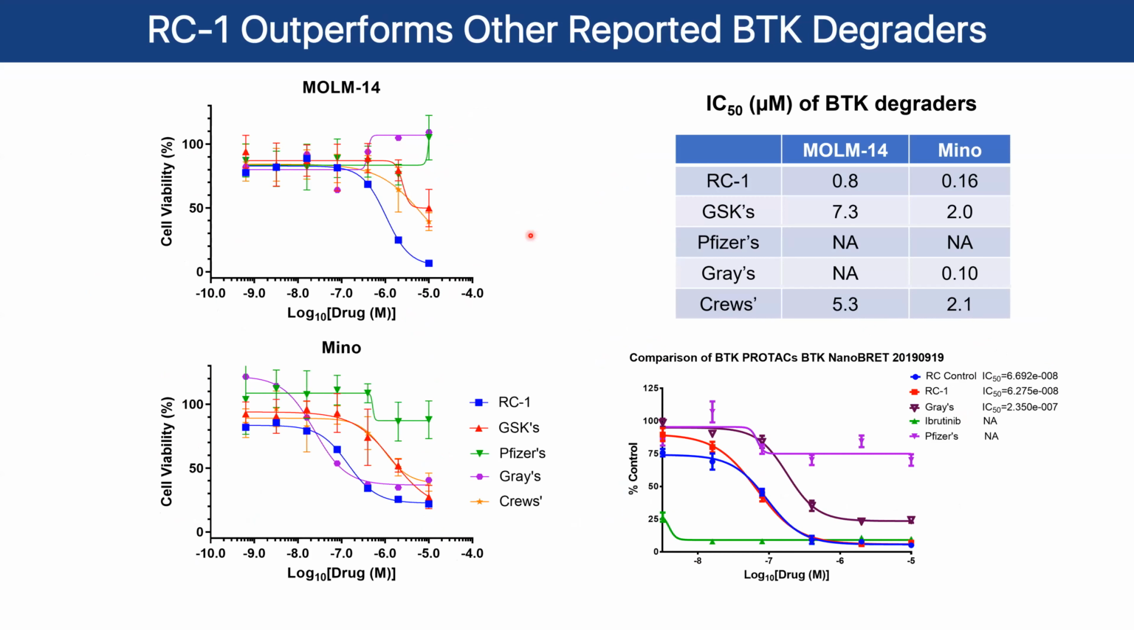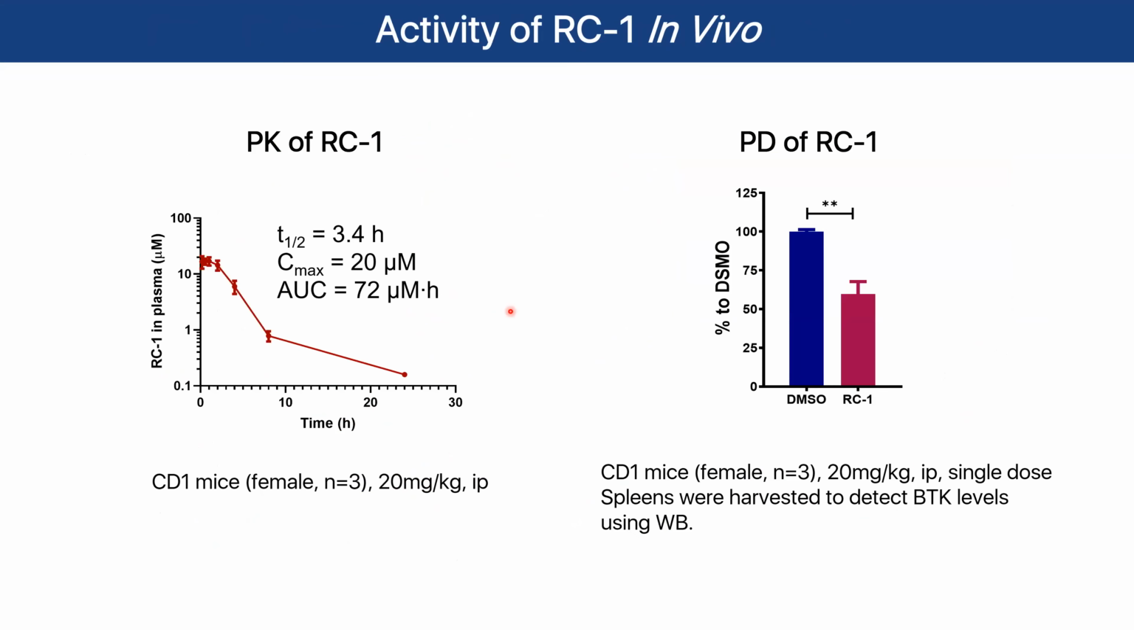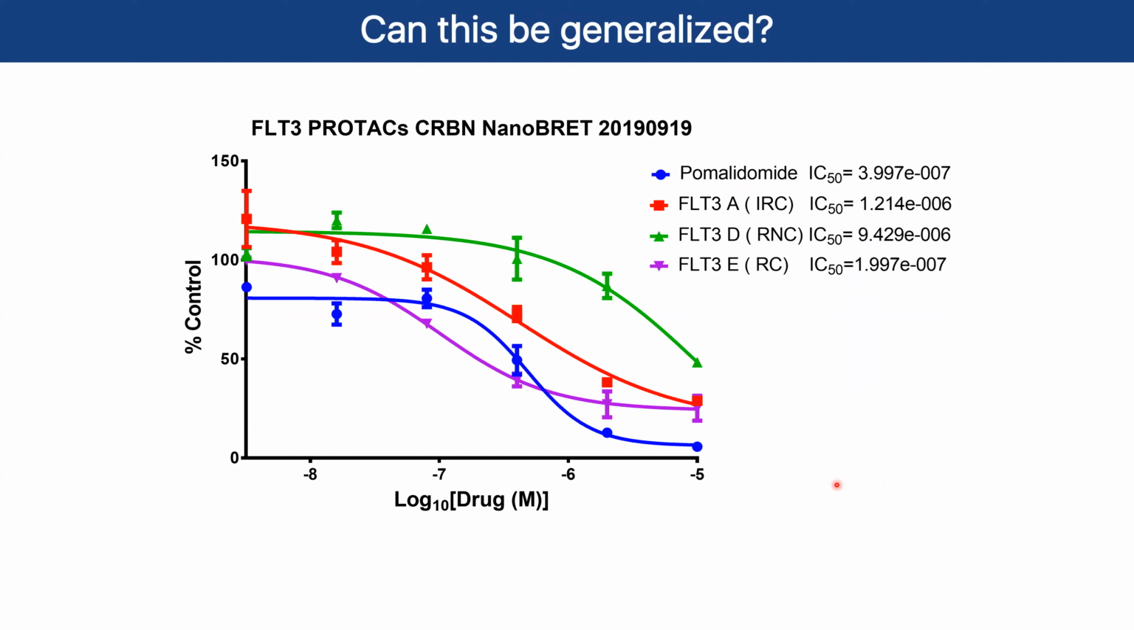And we also compared with many other BTK degraders reported in the literature. We found our compound has better or similar potency to other compounds. The blue curve is our compound. And also we measured the pharmacokinetics of this compound. RC1 has about 3 to 4 hours plasma half-life, which is okay. Now great, we can also degrade BTK in mice, basically in B cells. That's just a pharmacodynamic readout.